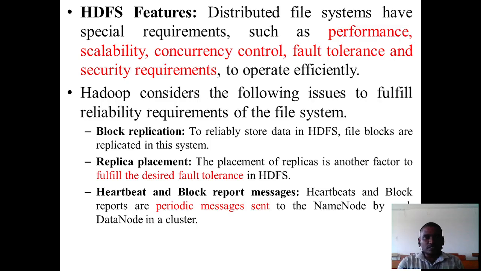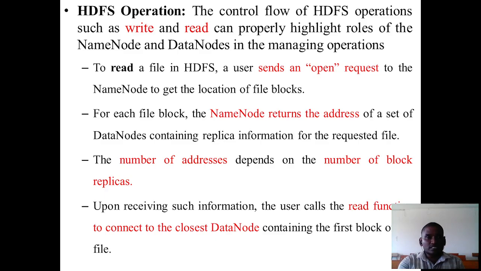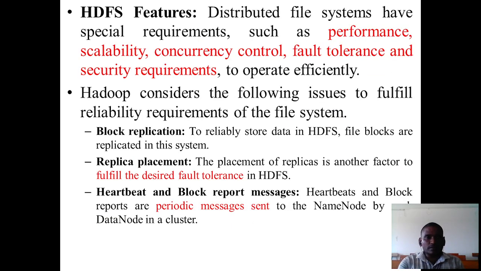So the HDFS features. HDFS, as a distributed file system, has special requirements such as performance, scalability, concurrency control, fault tolerance, and security requirements to operate efficiently. Hadoop considers the following issues to fulfill the reliability requirements of the file systems: block replication, replica placement, heartbeat and block report messages, and HDFS operations. So these are the reliability requirements.